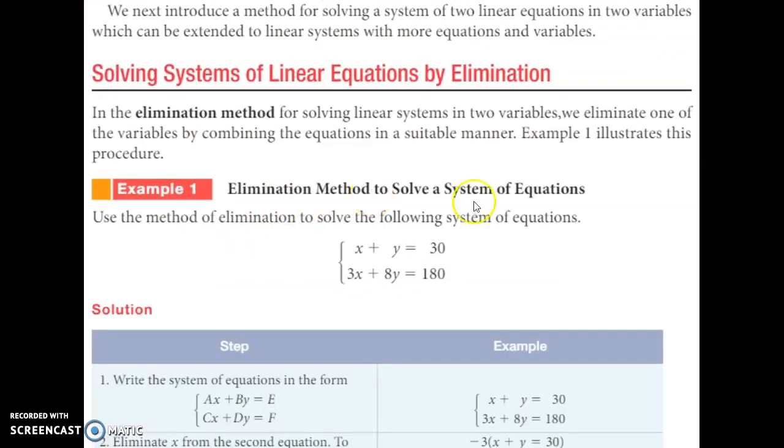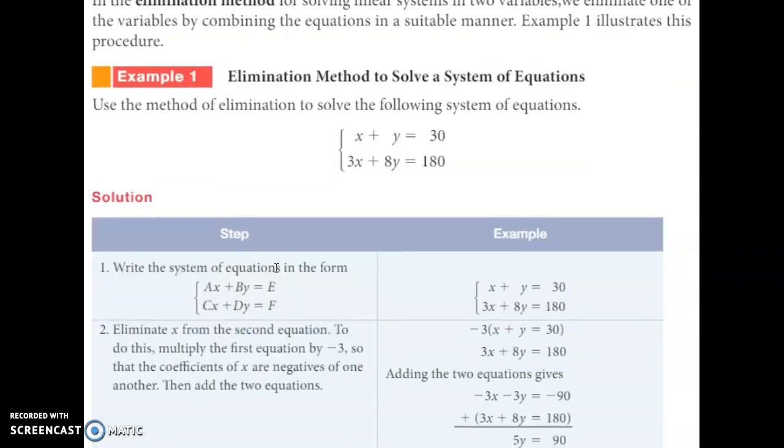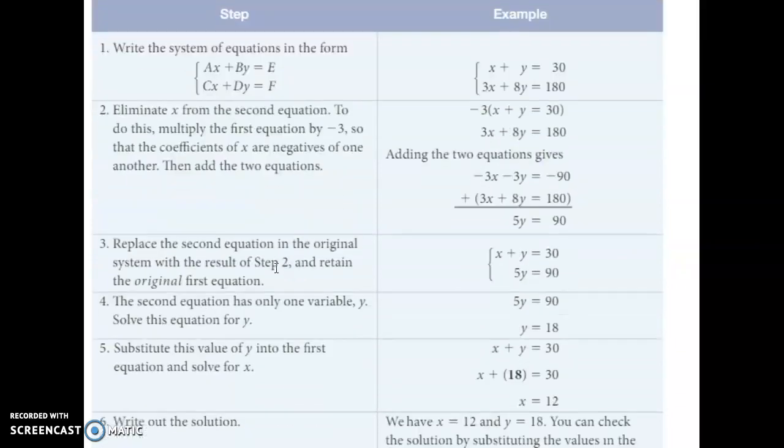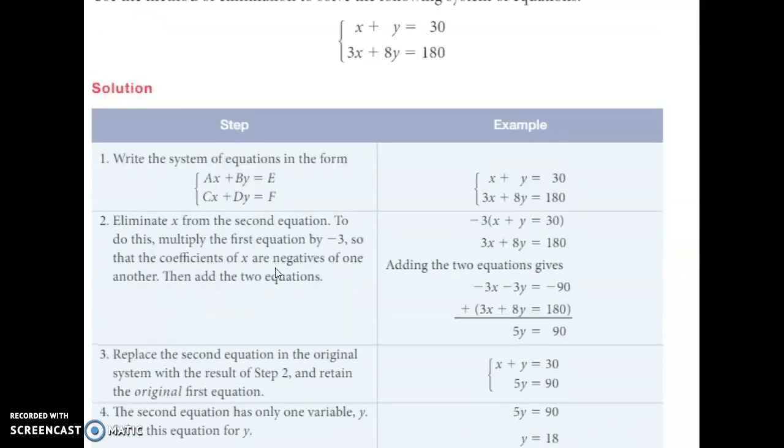So they say, okay, elimination method to solve a system of equations. There is another method which is called the substitution method. They do a little bit of it in the next section. In any case, here they are, and then they're going to go ahead and solve that one here. I'm actually going to look at the example in a moment.